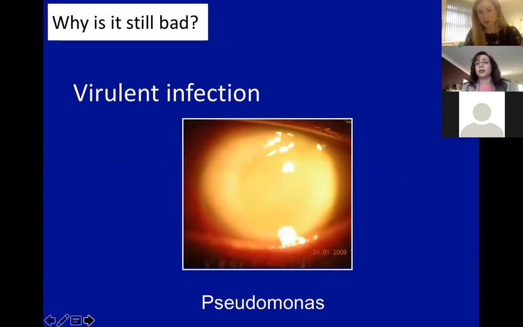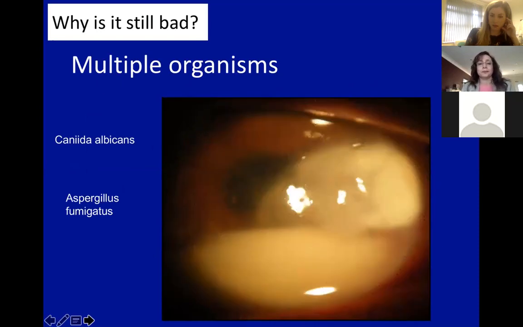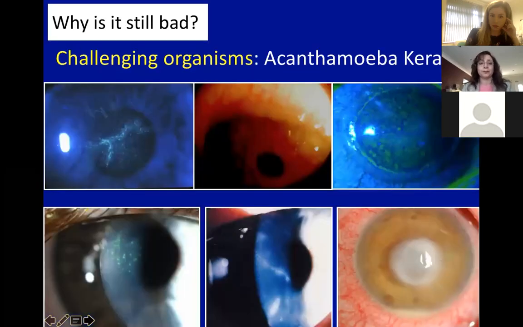So we know that with Pseudomonas, you can get a very severe infection in a matter of 8 to 10 hours. And sometimes you get multiple fungal infections. For example, a patient who had Aspergillus infection, and eventually we discovered that he had also got Candida. And especially with viral infection, it can be missed. So if you get a viral infection and you get secondary bacterial or fungal infection, you treat the bacterial and fungal infection, and the patient will get better, but then eventually get worse because there is an underlying viral infection. And acanthamoeba specifically is quite challenging because it has multiple presentations, from very little epitheliopathy.